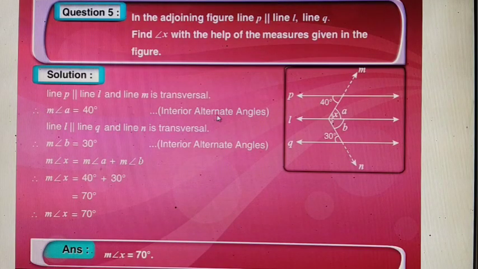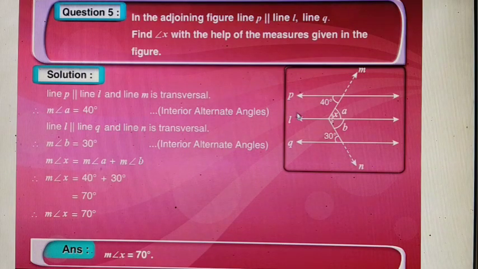Line P is parallel to line Q and M is a transversal. Here can you see this angle 40 degrees is making a Z-like structure with A. Therefore, I can say this 40 degrees and angle A both are congruent. Reason will come interior alternate angles. Therefore, if this is 40 degrees, this A will also be 40 degrees. So here measure of angle A is equal to 40 degrees. Reason will come interior alternate angles.